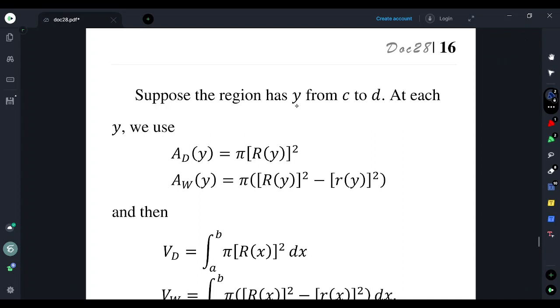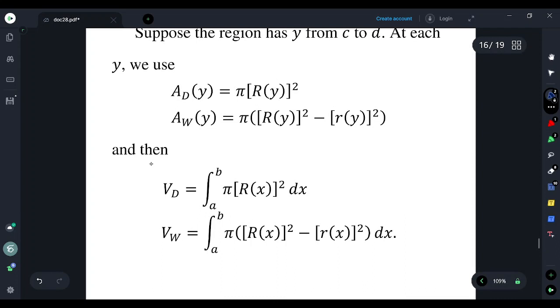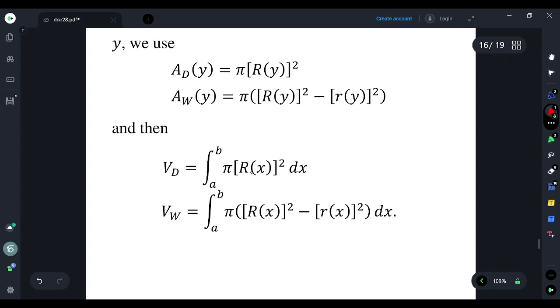So we suppose the region has y going from C to D. And suppose at each y, if the cross-section is a disc, we use the area of this at y to be pi radius square, or for a washer, the area of the washer at y to be pi larger radius square minus smaller radius square, and then we integrate, not A to B, but C to D. This has to be from C to D, and this is not Rx, sorry, it should be Ry, small ry, and dy.